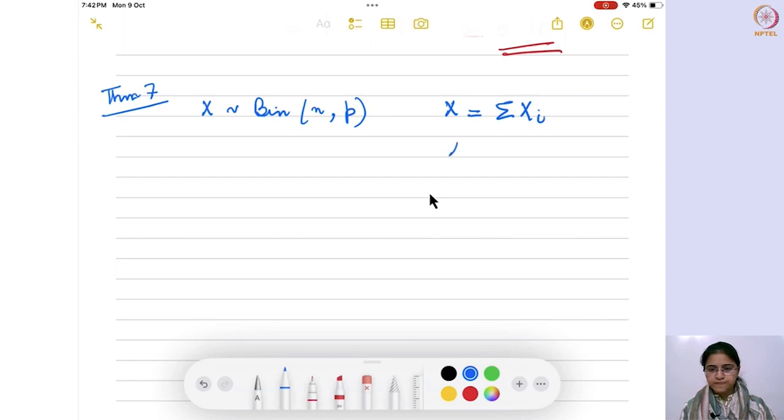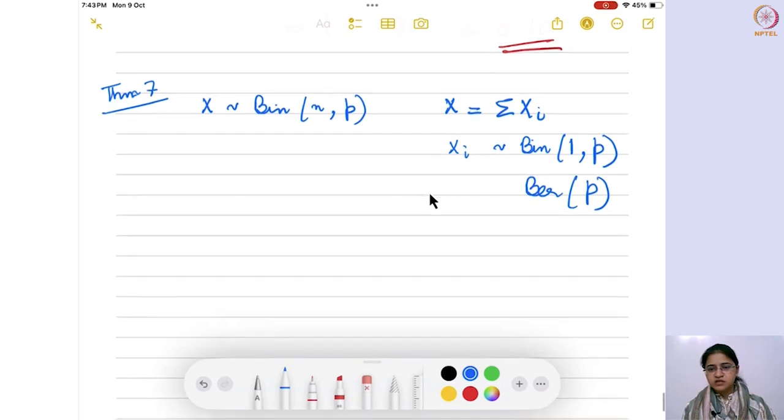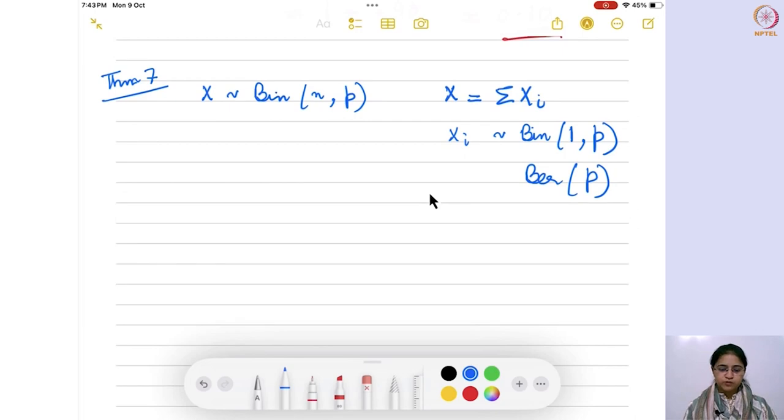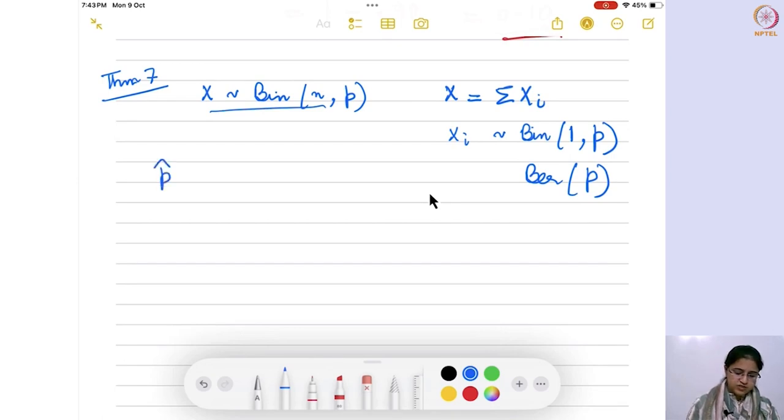Where each xi follows binomial with parameters 1 and p, which is the same as saying it is following Bernoulli with parameter p. If this is the case, then we know that x would follow binomial. And in this case, what will be your p hat? We have already said that p hat is x by n. Now instead of x, we can write the summation of xi's over n. This is the sample mean basically.